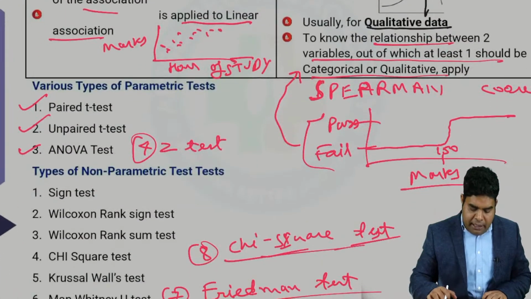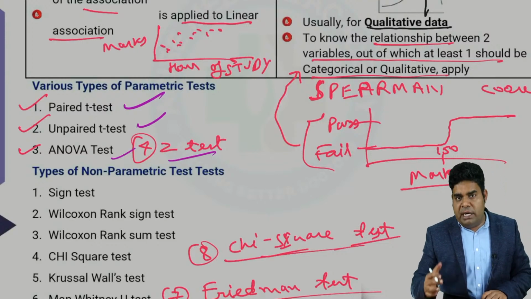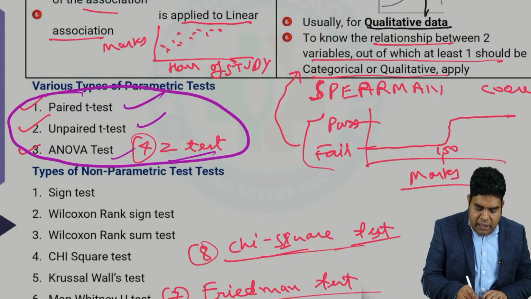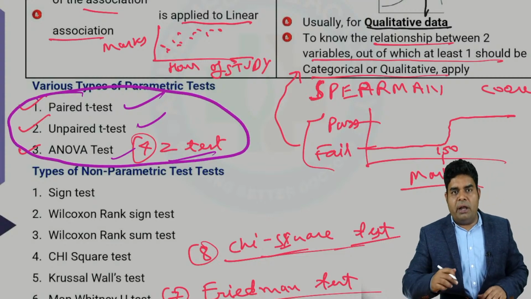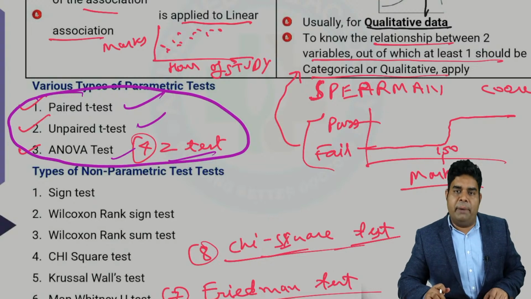So under parametric, you have paired t-test, unpaired t-test, ANOVA and Z test. So in one of the NEET papers, they asked which does not come under parametric. If you remember the 4 parametric tests, you can tell which does not come under it. So paired, unpaired, ANOVA, Z test, they are parametric. The rest you can say are non-parametric.